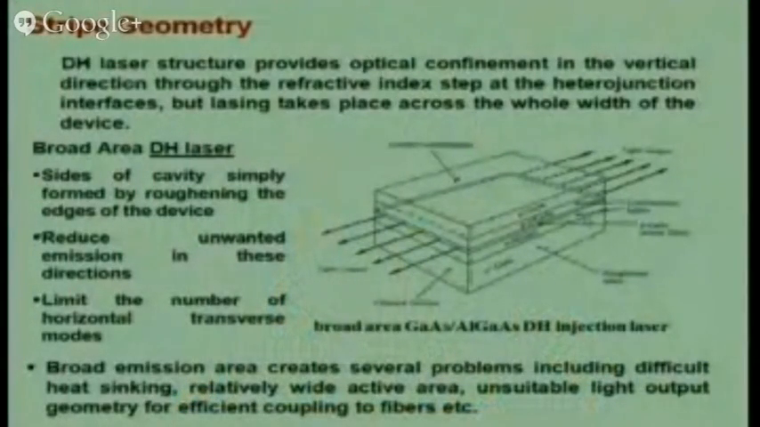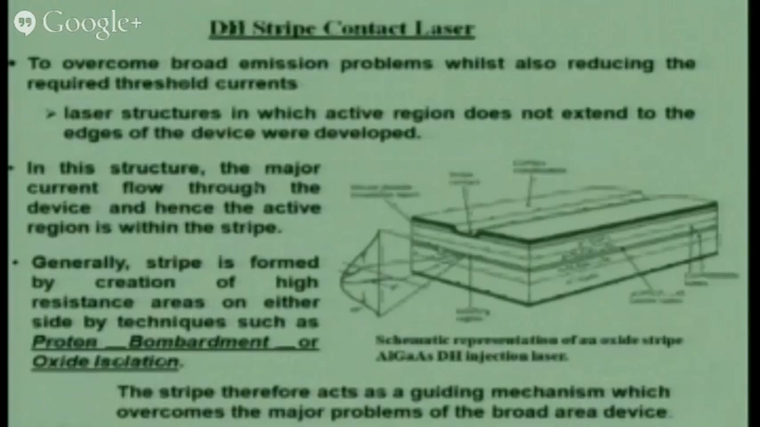So again, the light output is from all the sides. Now I can create a strip between this to create a strip geometry. So these are all broader. I can create a strip here, I can create a strip here, so that my cavity is now stripped to a narrow region. Right. So I am confining both my current carrier and photon carrier in that region.